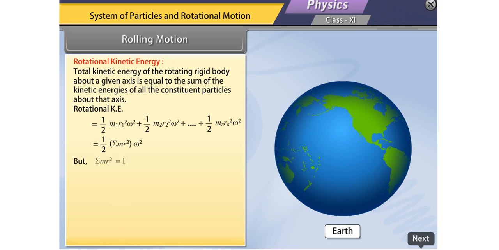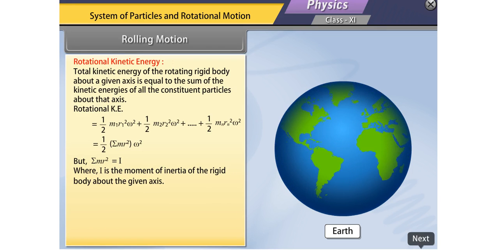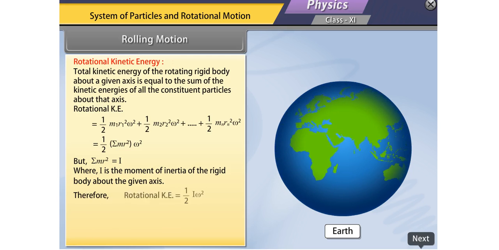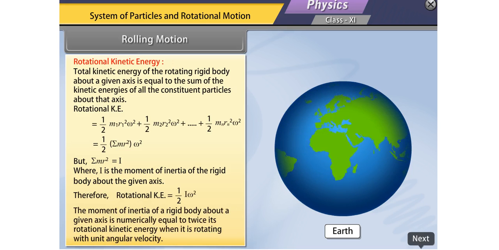But we know that the summation of m r² is equal to the moment of inertia of the rigid body about the given axis. Therefore, rotational kinetic energy is equal to ½ I ω². The moment of inertia of a rigid body about a given axis is numerically equal to twice its rotational kinetic energy when it is rotating with unit angular velocity.